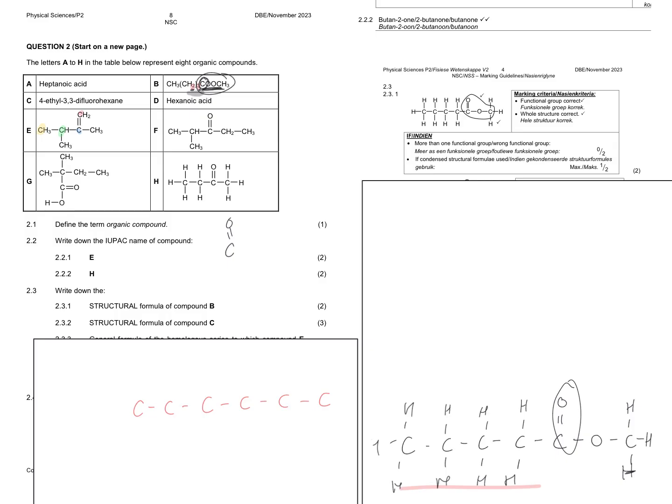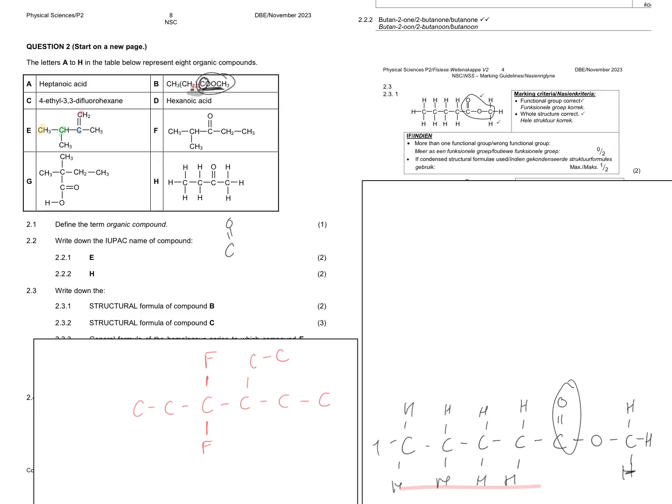Difluoro means there are 2 fluorines, and they are both on carbon number 3. So there are the 2 fluorines. Please don't do FL. Fluorine is not FL. Look on your formula sheet. It's F. Look on your periodic table. On the 4th carbon, there's an ethyl, which is a 2-carbon chain. So that is the skeleton of what we've needed to do, the structural formula of compound C.